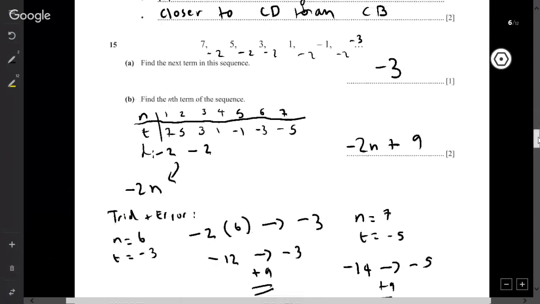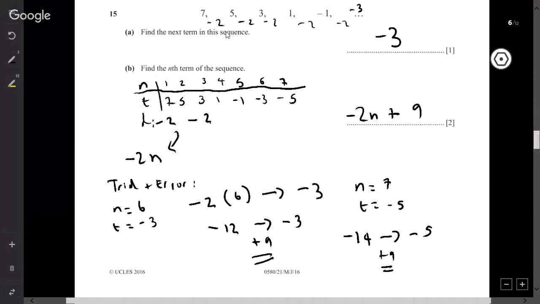Okay, question number 15. This is about sequences. Find the next term in the sequence. Okay, we can see that every time it's minusing 2. So the next term is -1, -2, which is -3. B, find the nth term of the sequence.